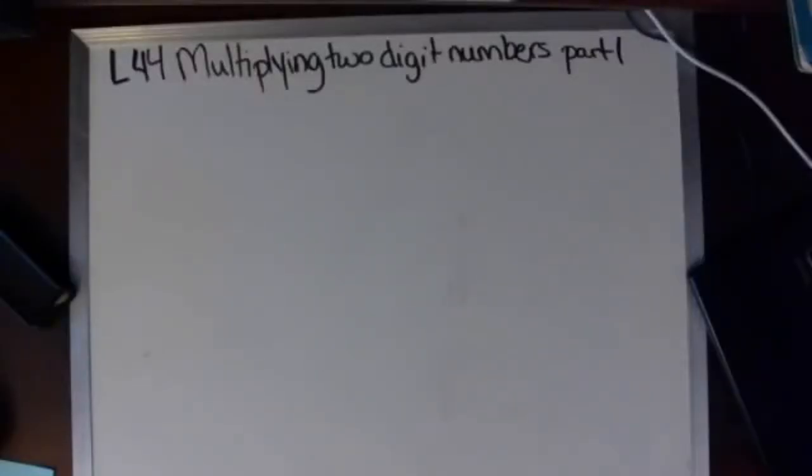This is lesson 44 for Saxon 4, multiplying two-digit numbers part 1. This is the book's part 1, not me breaking a lesson into two, so this is the full lesson.